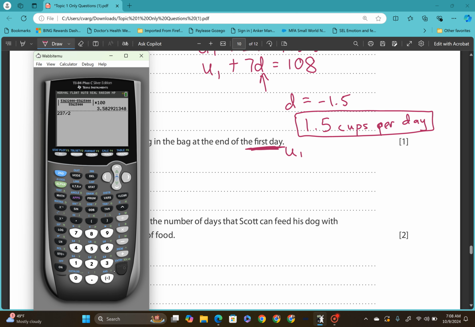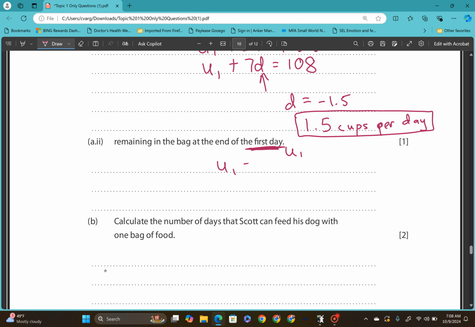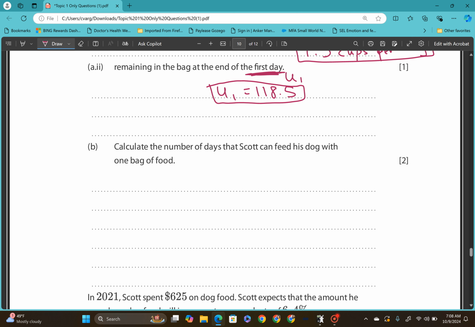Right? And we get 118.5. So U1 is equal to 118.5. That's how much was remaining in the bag at the end of the first day. Now it says calculate the number of days that Scott can feed his dog with one bag of food.